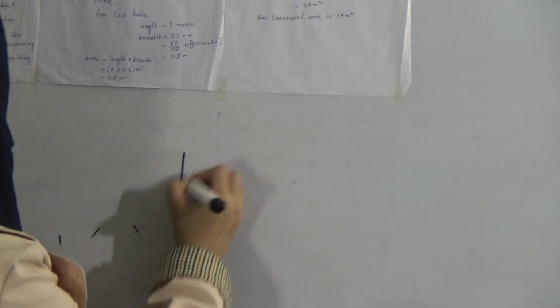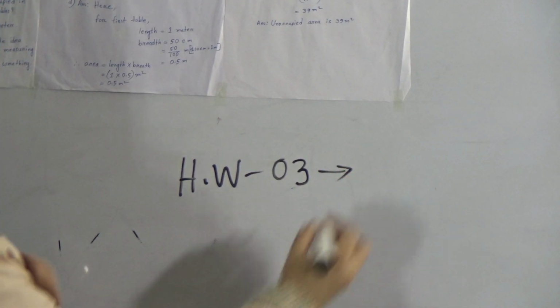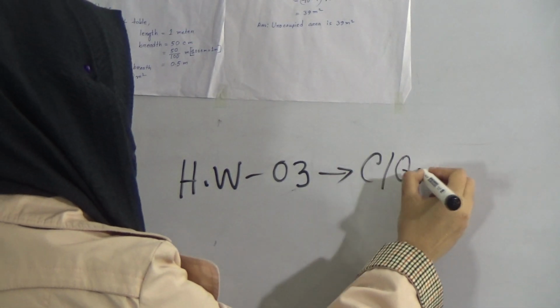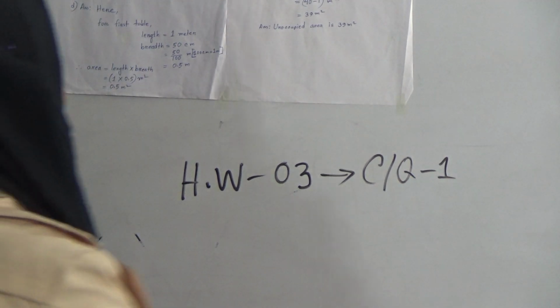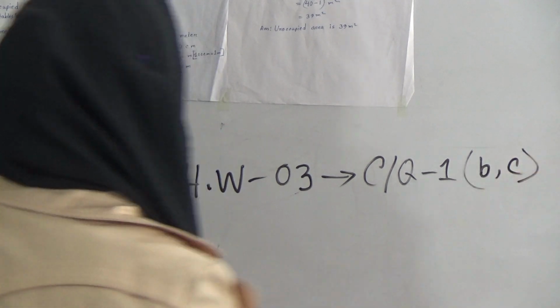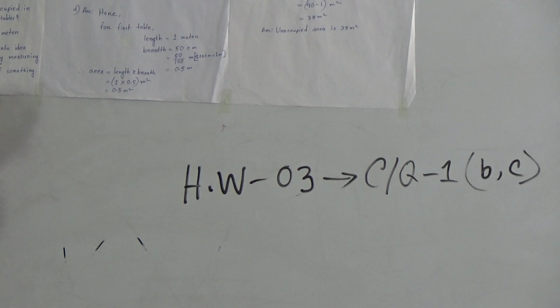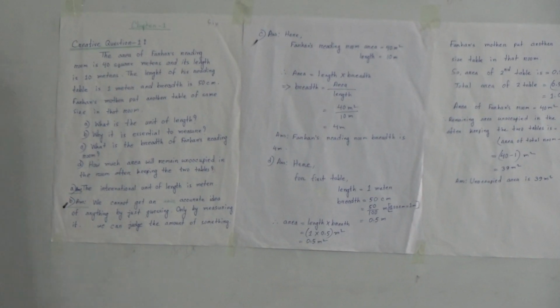Students, now I will give you HW. Our today's HW number is 3, and your HW will be CQ number 1, and the sub numbers will be B and C. And here is the B answer, and here is the C answer, and it will be your HW.